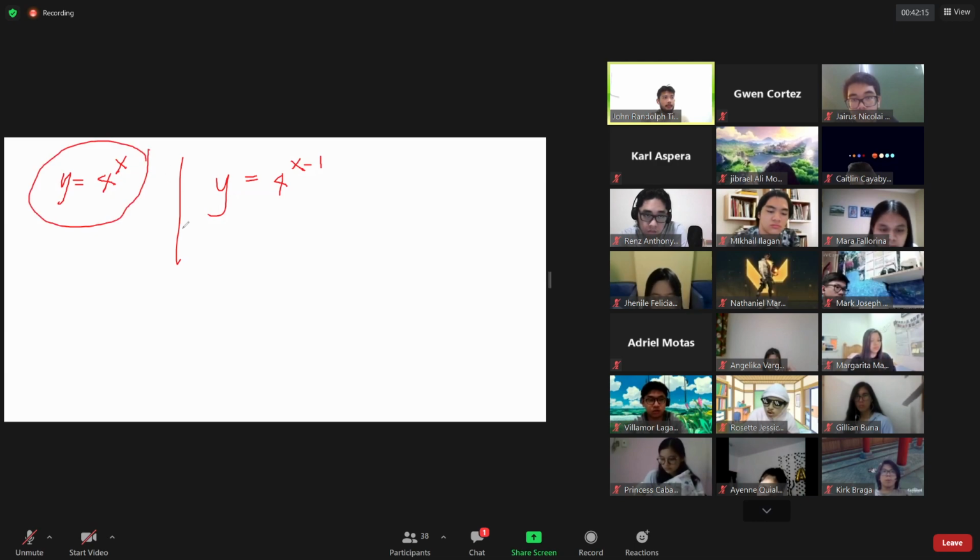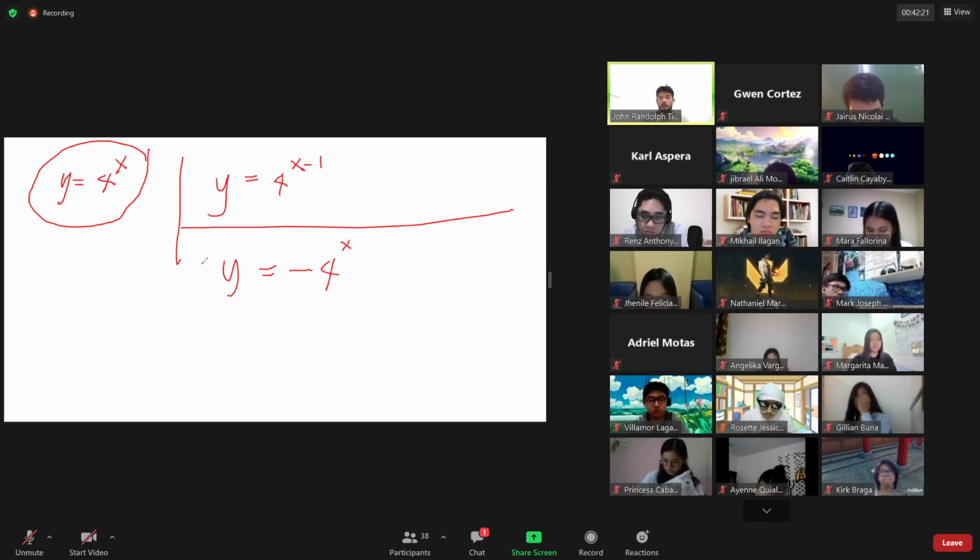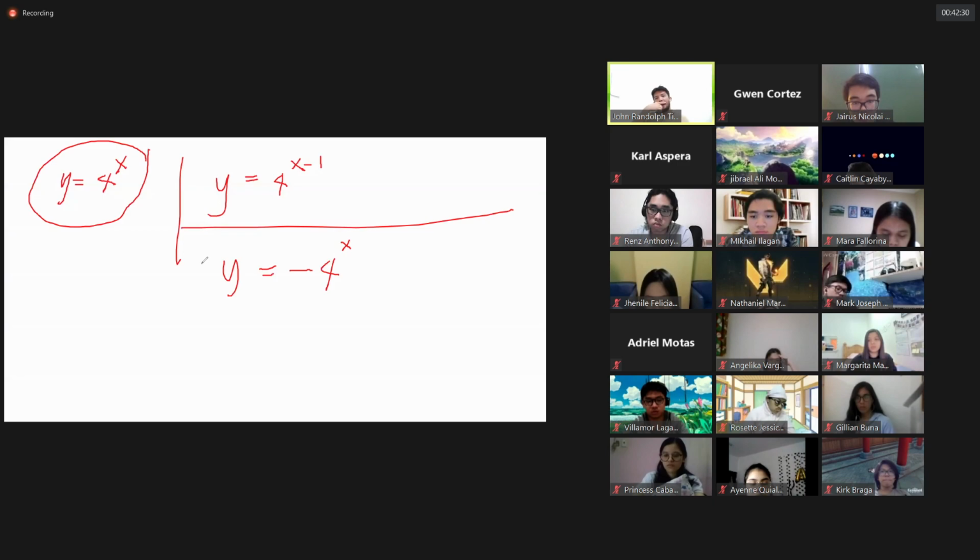Now, how about the same equation? Ito pa rin pagbabasehan natin. Then we have here y equals negative 4 to the power of x. Give me the transformation of this equation. Very good. Careful. Yung negative natin katabi ng base. Reflection across the x-axis. Very good.